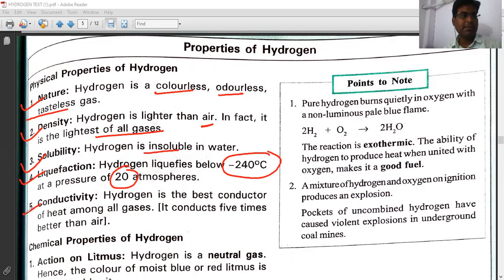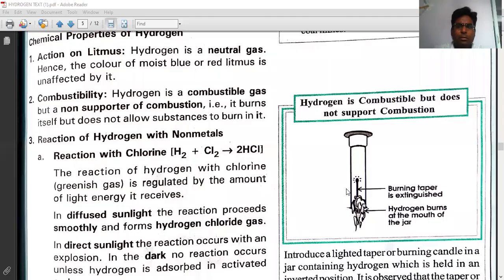The next one is conductivity. Hydrogen is the best conductor of heat among all the gases. It conducts 5 times better than air. So write these 5 points of the physical properties of hydrogen. This is important for you from the examination point of view.